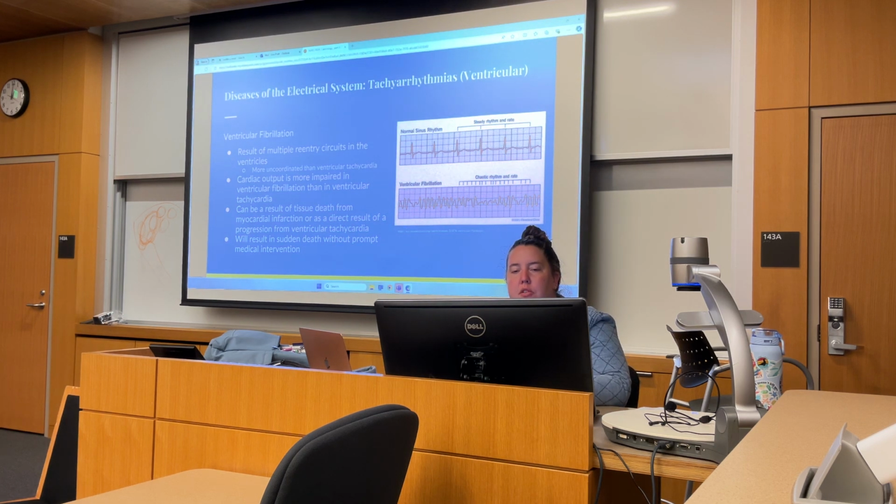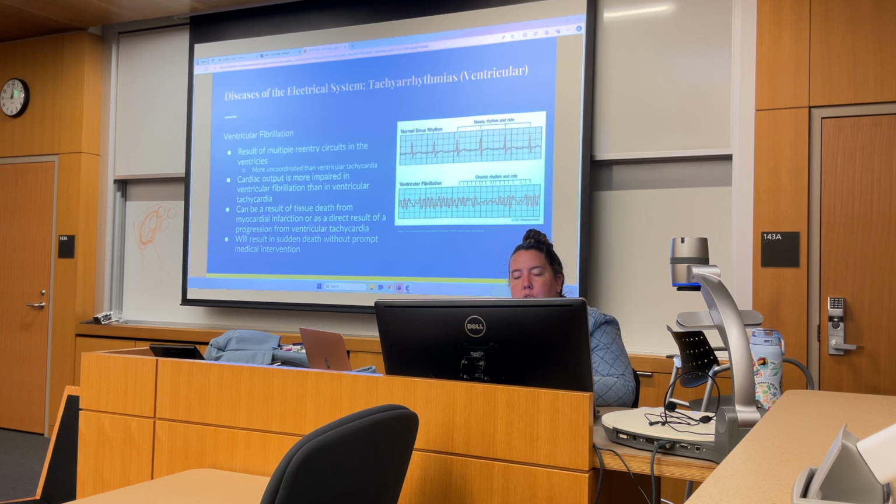Next, we have ventricular fibrillation. So ventricular fibrillation, or VFib, is the result of multiple reentry circuits in the ventricles. So we talked about AFib, and now we have VFib. It is more uncoordinated than ventricular tachycardia, and therefore it is more severe. Cardiac output is more impaired in ventricular fibrillation than in ventricular tachycardia.